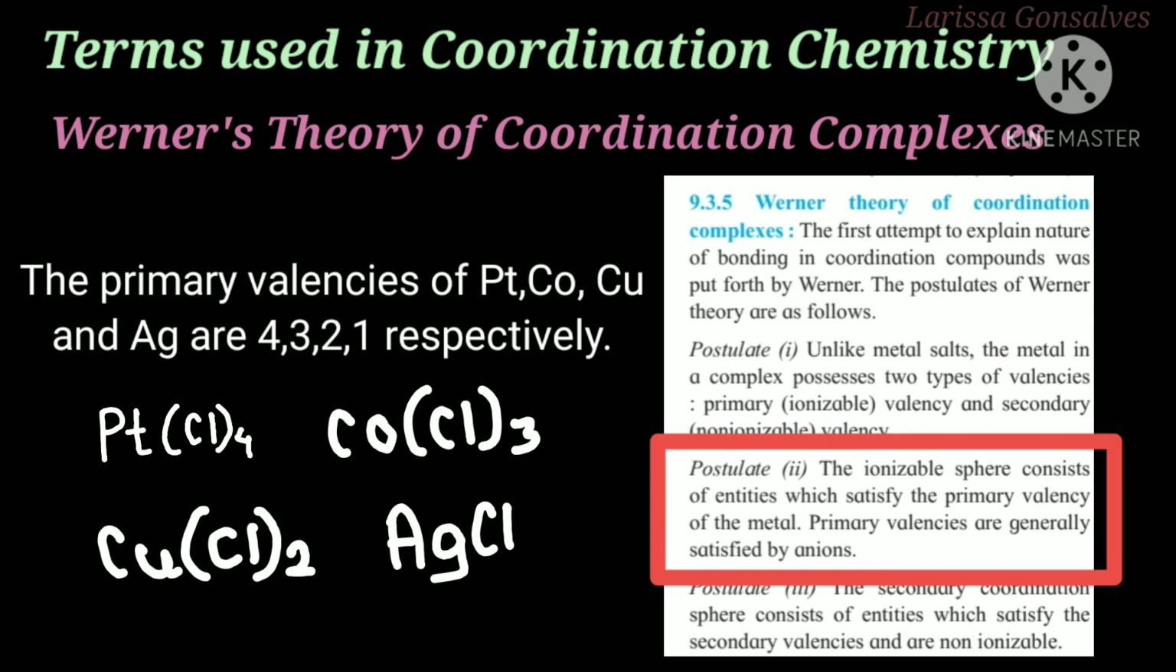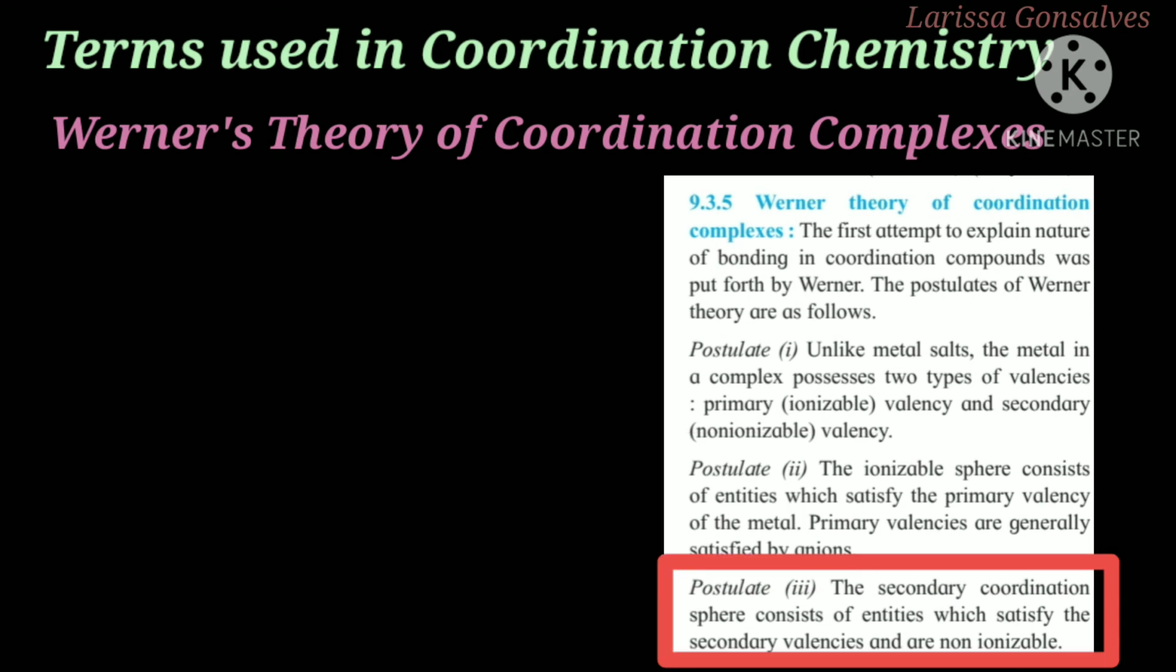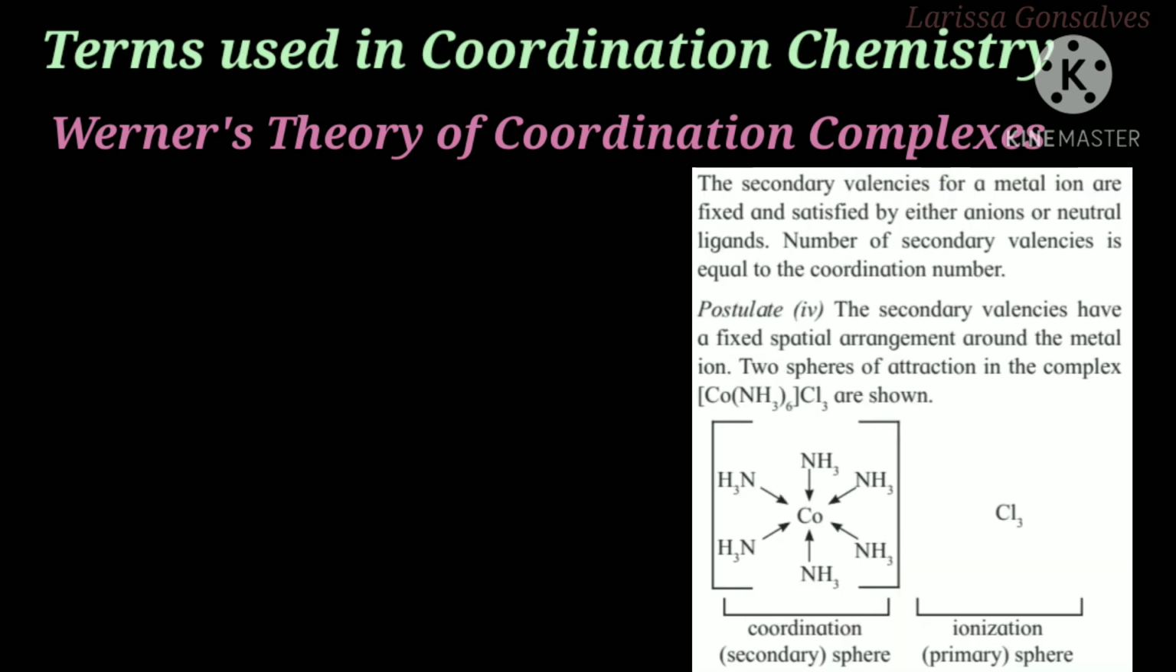The third postulate is the secondary coordination sphere. It consists of entities which satisfy the secondary valencies and are non-ionizable. So the entities present in the secondary coordination sphere are not going to ionize, that is, they are not going to break up into simple species. The secondary valencies for a metal ion are fixed and satisfied by either anions or neutral ligands. The number of secondary valencies is equal to the coordination number.